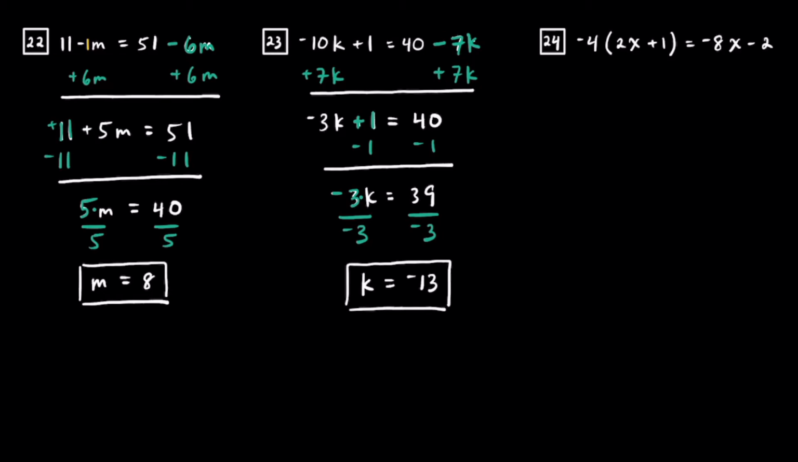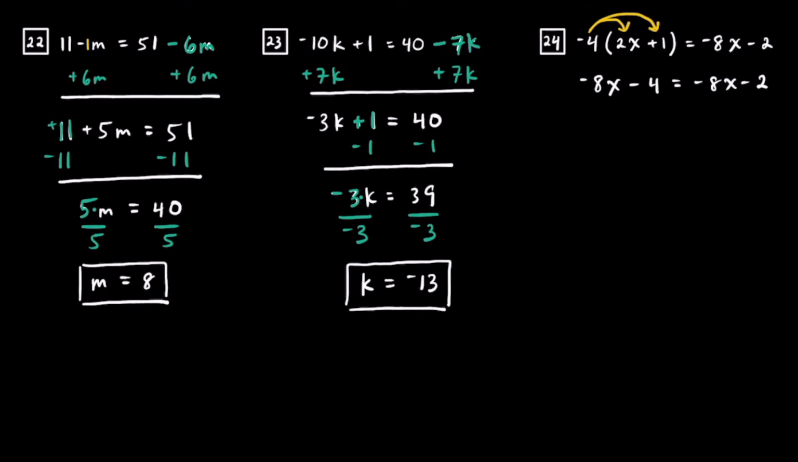For 24, we have negative 4 times the quantity of 2x plus 1 is equal to negative 8x minus 2. So hopefully you're starting to see we're putting the pieces together. We still have variables on both sides of the equation, but now we have to distribute first. So this negative 4 times this positive 2, that's going to equal negative 8, or negative 8x. And then distributing this negative 4 over to this positive 1, that's going to equal negative 4. So we'll write minus 4. And that's going to equal negative 8x minus 2.